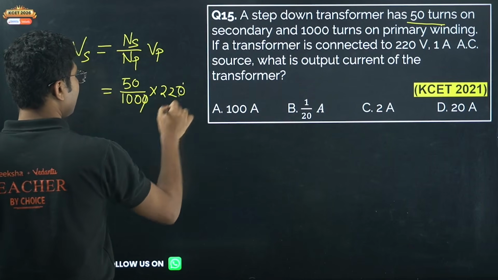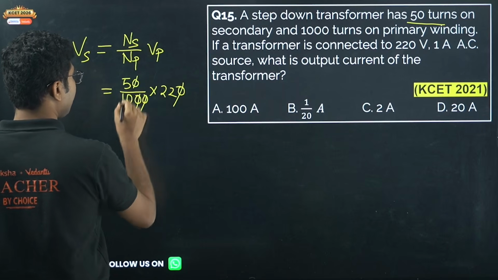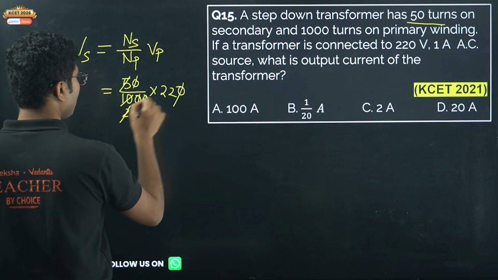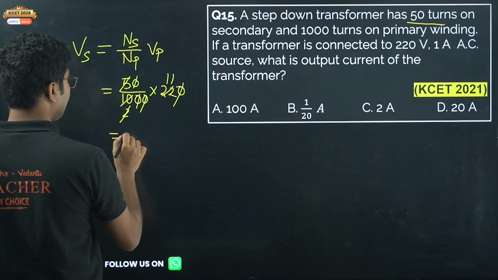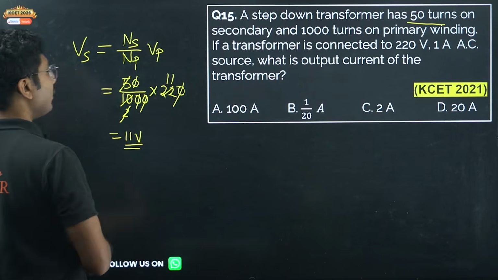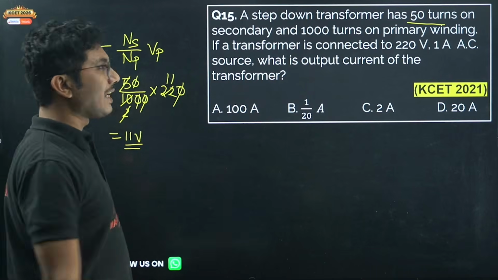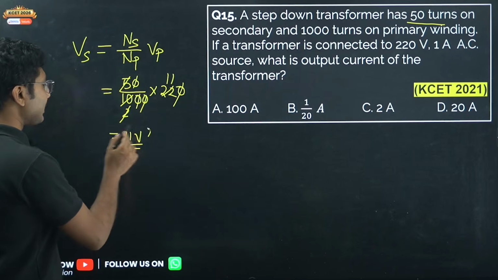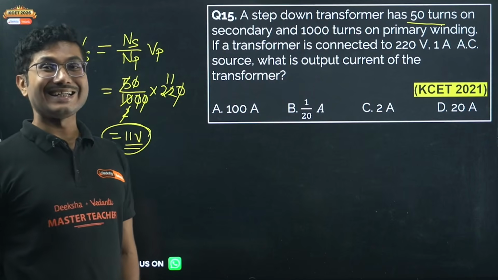Okay, so let me cancel as much as possible. So we get 11 volt. So the 11 volt is the secondary voltage. Now they have not asked you the secondary voltage, they asked you the secondary current.